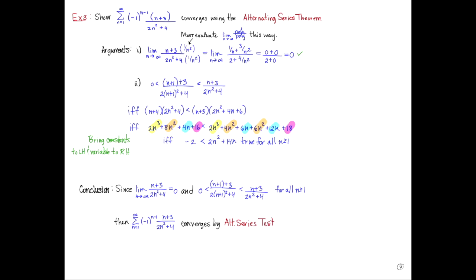In this example, it was a little more challenging to prove that our terms were decreasing. So you saw an example where we cross-multiplied, and then a nice, easy way to show that the inequality is true. Let's look at another example where showing the terms are decreasing is going to be a little bit more challenging.